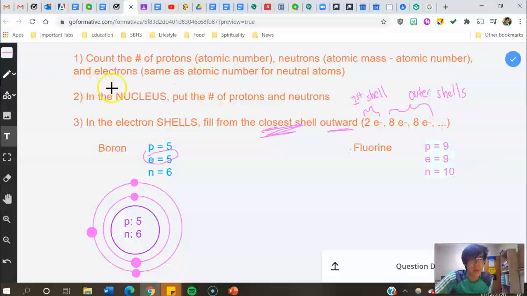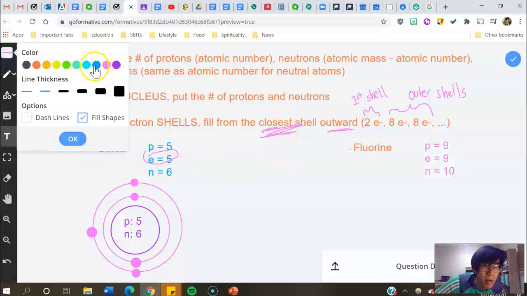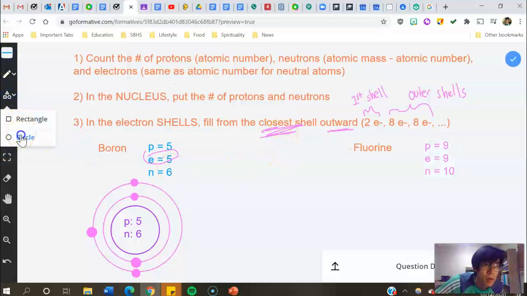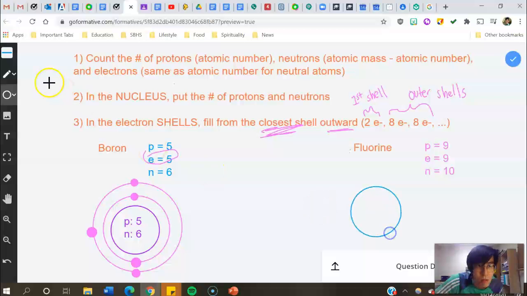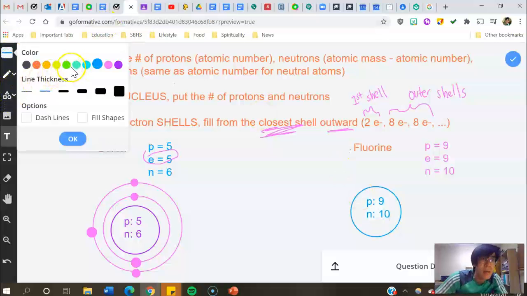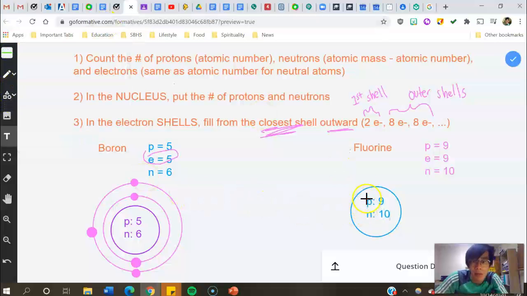Alright, so now let's do the second step. In the nucleus, we're going to put the number of protons and neutrons. Let's use a different color, blue, and a circle that is not a filled shape. Then with a text box, I write the number of protons is equal to 9, and the number of neutrons is equal to 10. Now I'm going to draw my electron shells in green. I'm just going to draw 2 shells on the outside of the nucleus, so that's 1, and then 2.